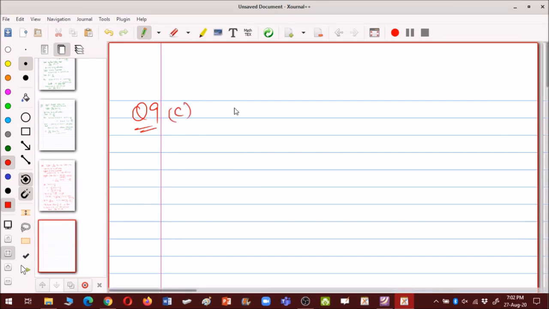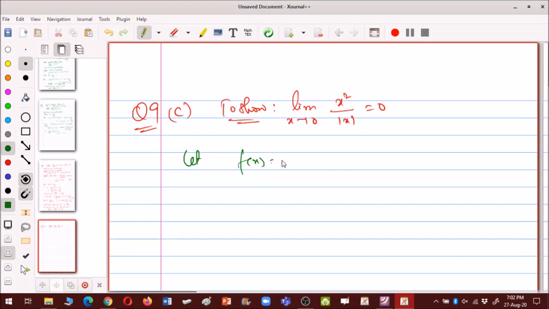Question number 9, C part, to show limit x tends to 0 of x square by mod x is equal to 0. Let f(x) be equal to x square by mod x for all x belonging to R minus 0, because this is not defined at 0, so we will exclude the 0. Since 0 is a cluster point of this, we can still define the limit at 0.